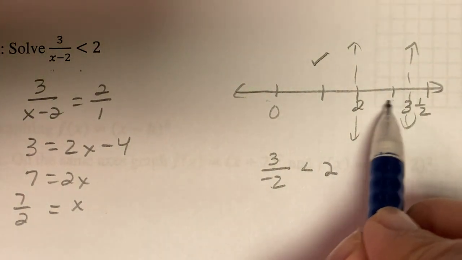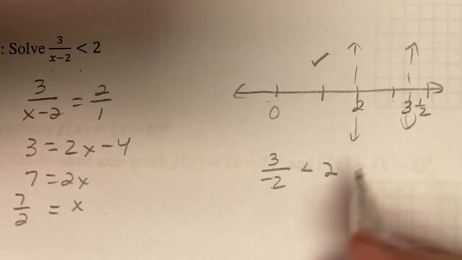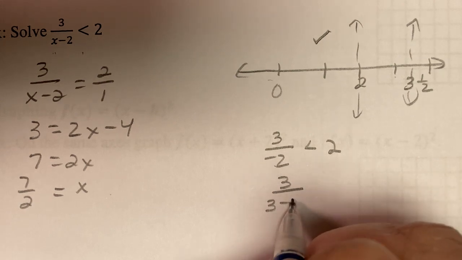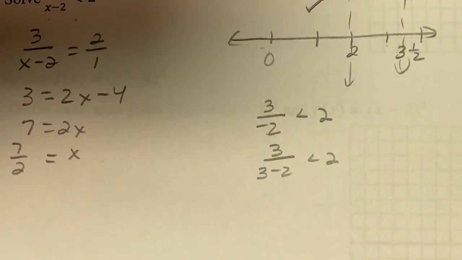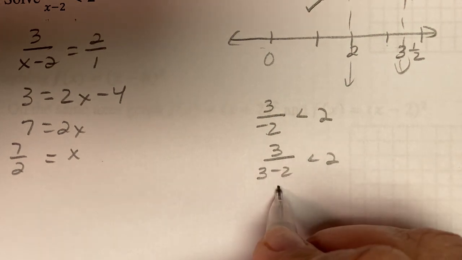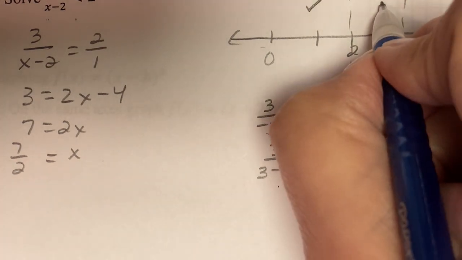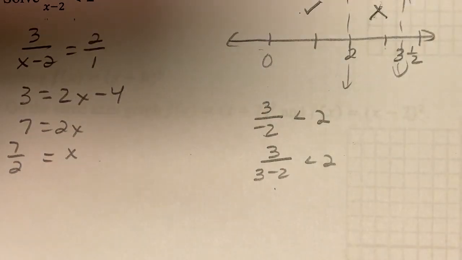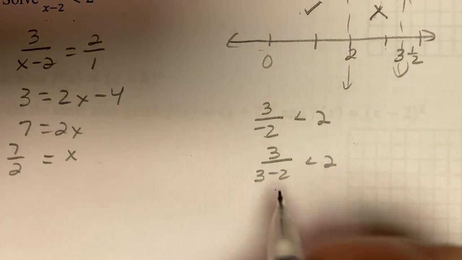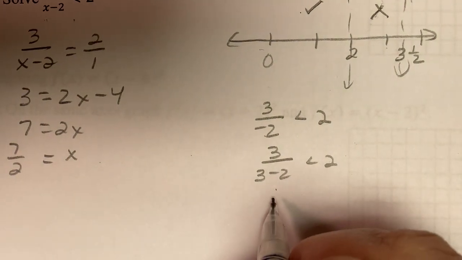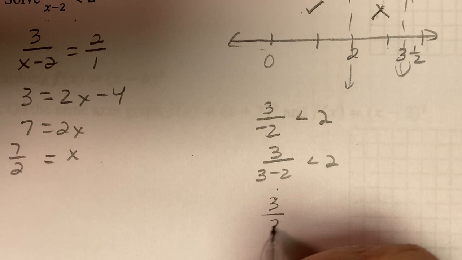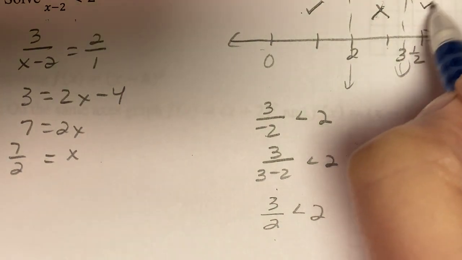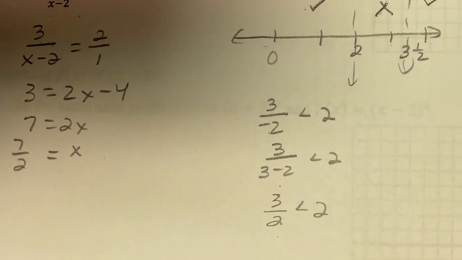How about if we plug in 3? That's a good number in between there. So if I plug in 3, I'm going to get 3 over 3 minus 2. Is that less than 2? Well, that's 3 over 1. That's not less than 2. Oops. So that's an x. Let's plug in something greater than 3.5. How about a 4? If I plug a 4 in, I'm going to get 3 over 2. Is that less than 2? Well, that's 1.5. So absolutely, that's less than 2.